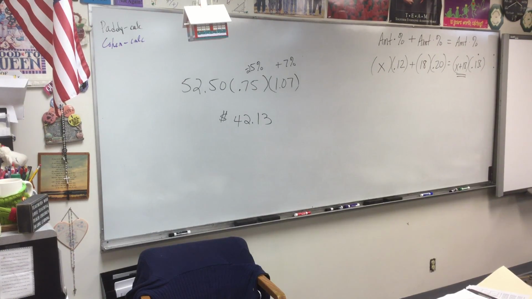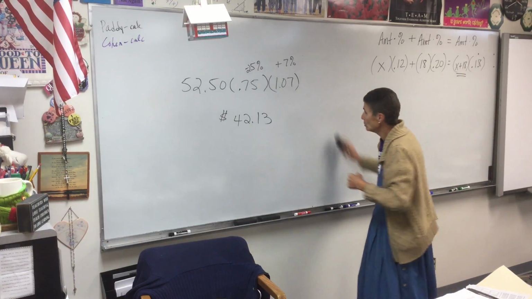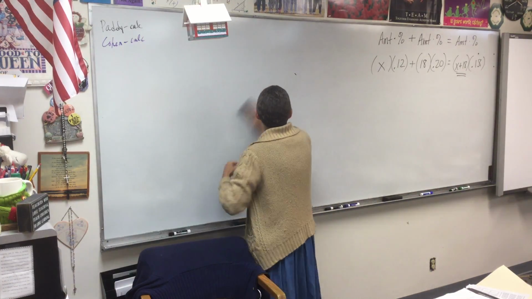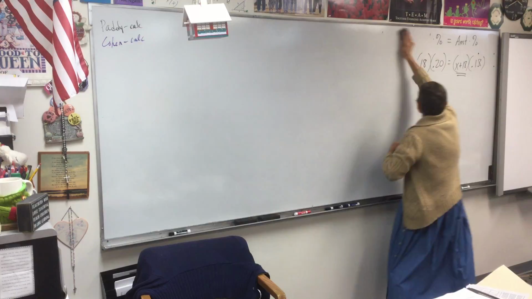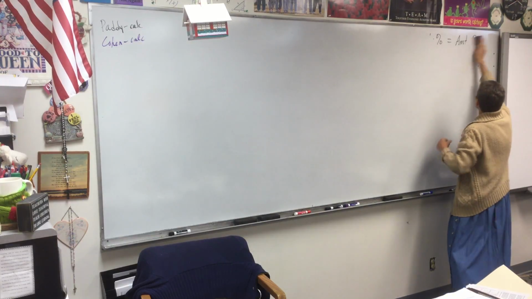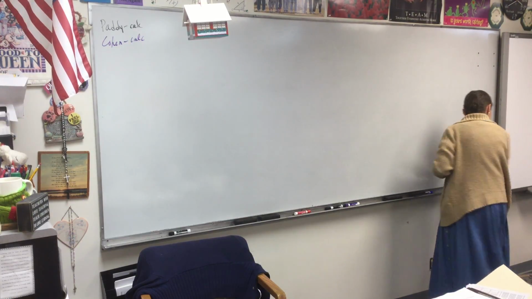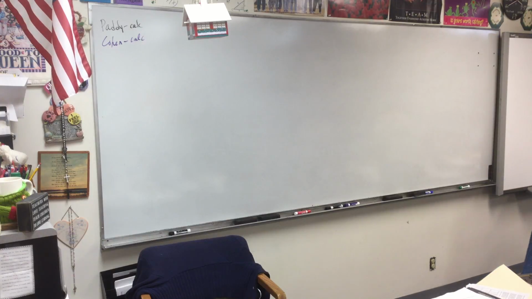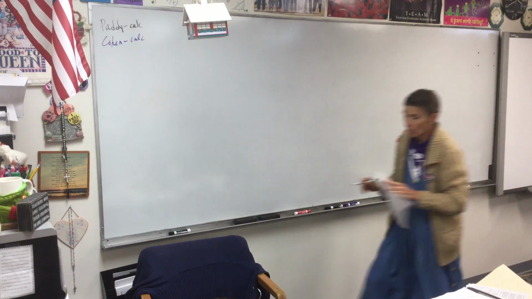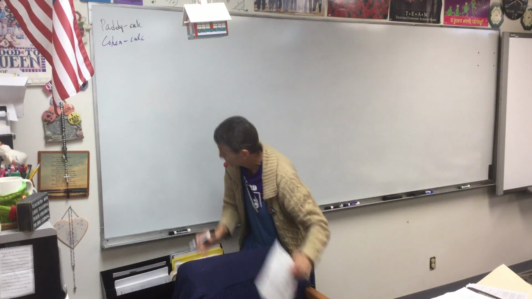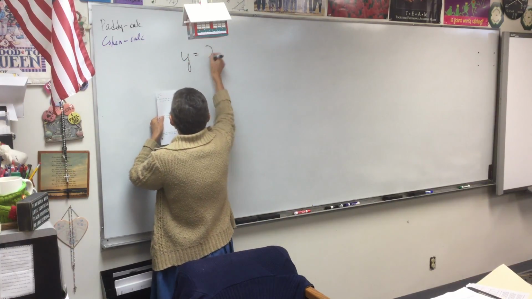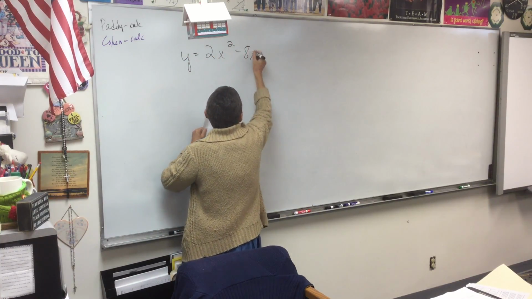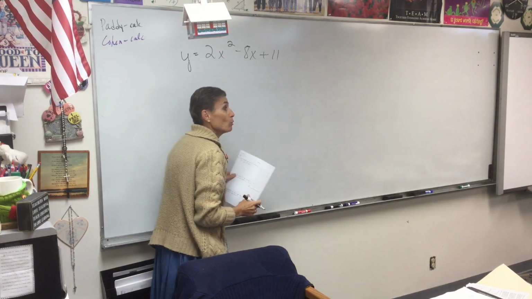But question number one is not new. We actually have two different ways of finding the vertex and the axis of symmetry. So our equation that we're starting with is this. Now we're going to go through both ways.